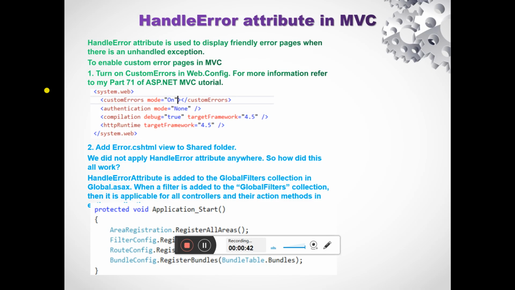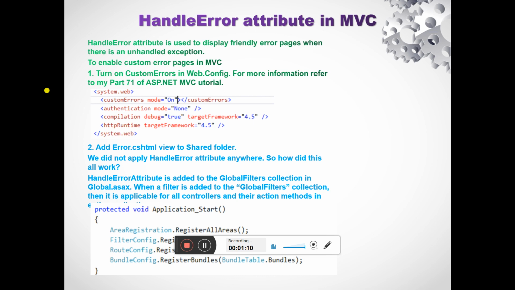Handle error attribute is used to display friendly error pages when there is an unhandled exception. To enable custom error pages in MVC, turn on custom errors in web.config. For more information, refer to part 71 of my ASP.NET MVC tutorial. If you want to display custom error messages from our side, not from the system, then we will use this technique.